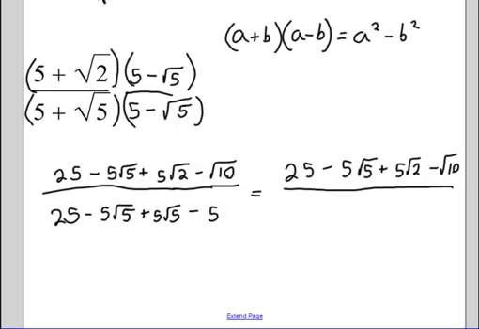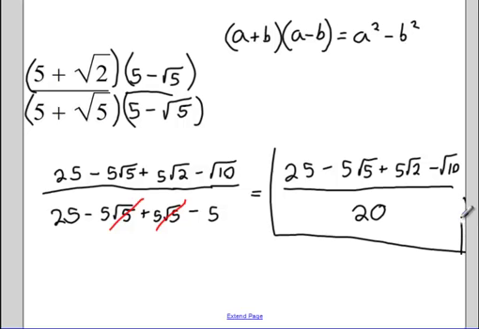In the bottom, though, we can combine a lot because we're going to get a rational number. And the middle terms here, we can see that they cancel out. There's no more middle term. And I get 25 and minus 5. My answer on the bottom is 20. And this is my answer.